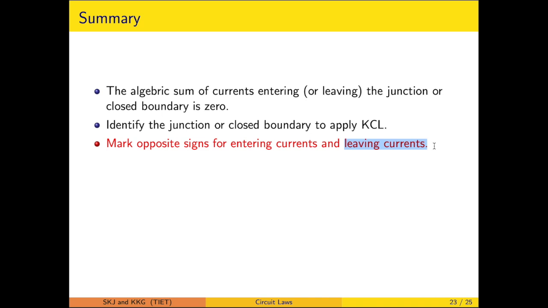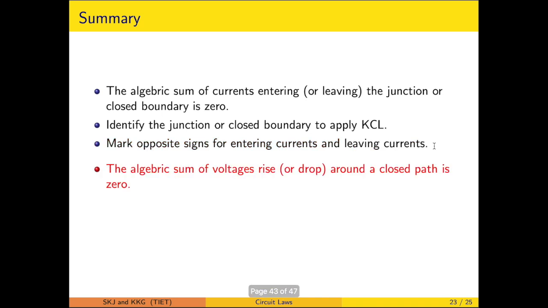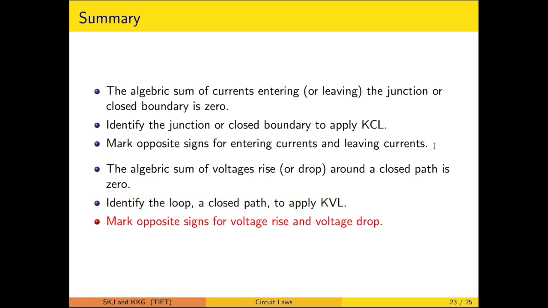On the analogous line, the KVL is the application of conservation of energy. It suggests that the algebraic sum of the voltage rises and drops around a closed path is 0. To apply this KVL, we have to identify a closed path or loop very judiciously. We have to assign voltage rises and voltage drops opposite polarities. Likewise, you can take a voltage drop as positive and a voltage rise as negative while writing the KVL equation.